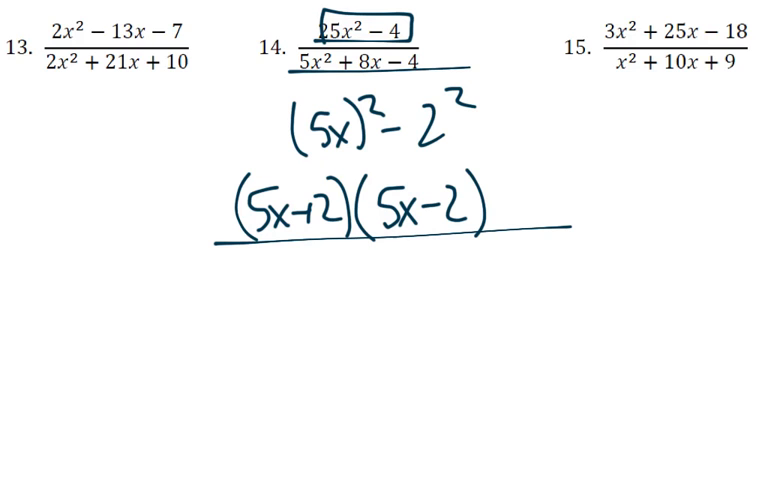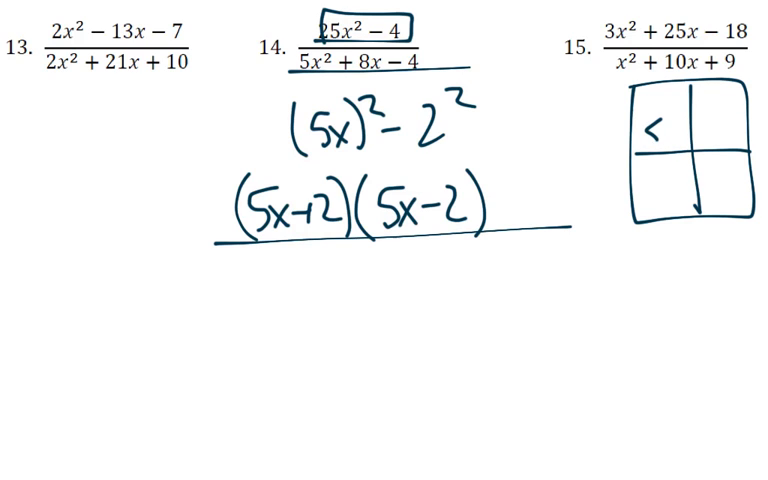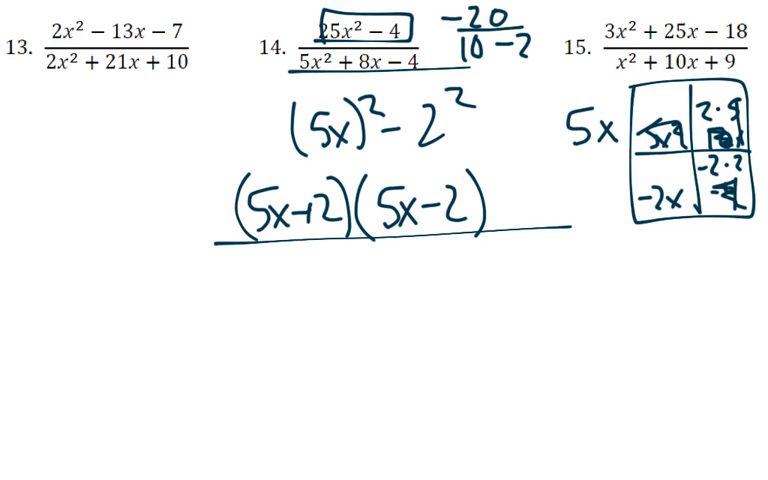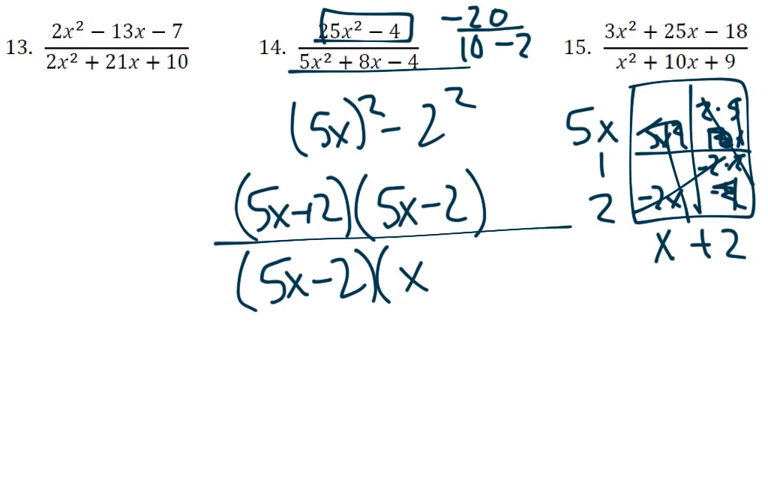The bottom one, we could do the box method. Get 5x squared, negative 4. Negative 4 times 5 is negative 20. Factors of negative 20 that add to 10: positive 10 and negative 2. So negative 4 is like negative 2 times positive 2. 10 is like positive 2 times positive 5. So 5 and an x pull out, and 2 and 2 pull out, and x pulls out, and minus 2 pulls out. So 5x minus 2 times x plus 2.